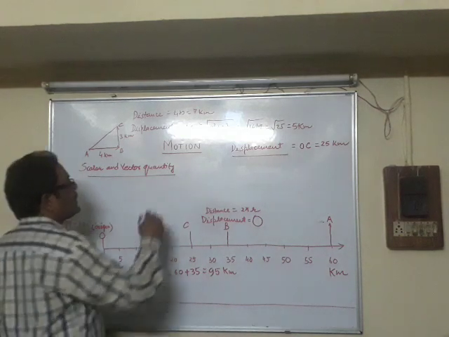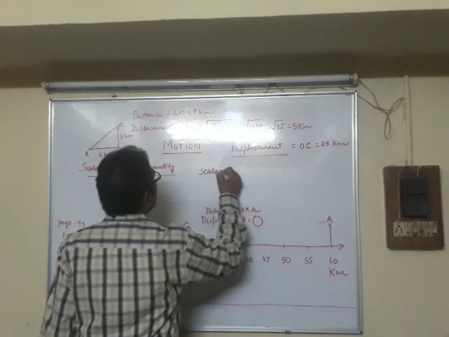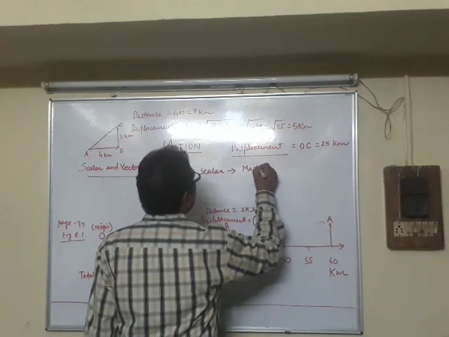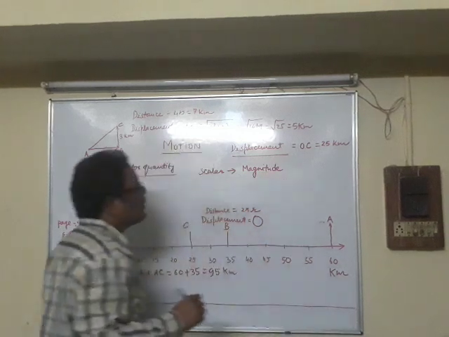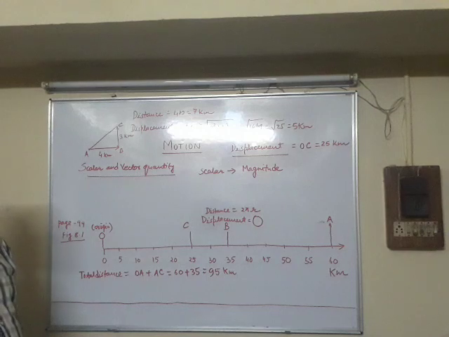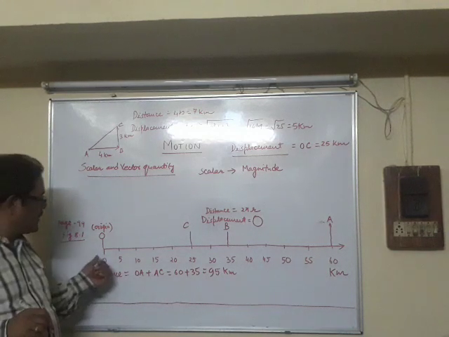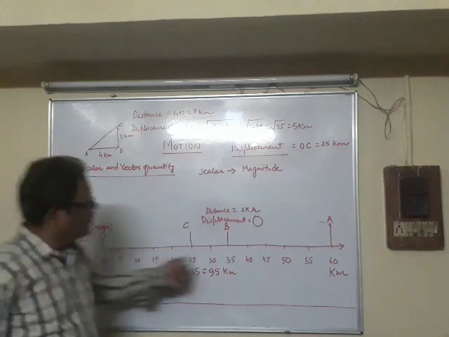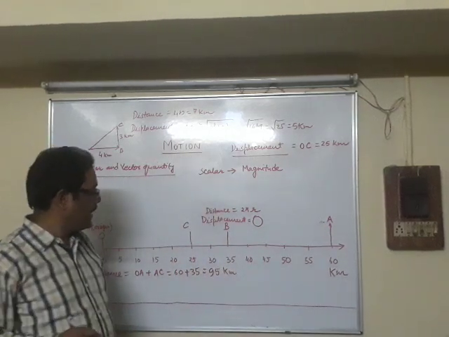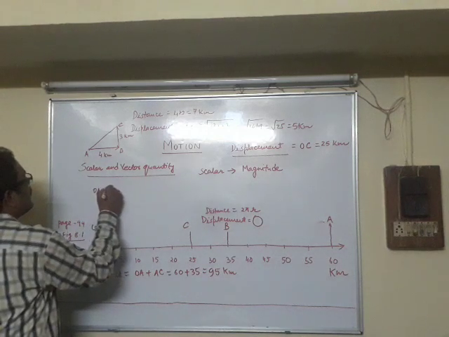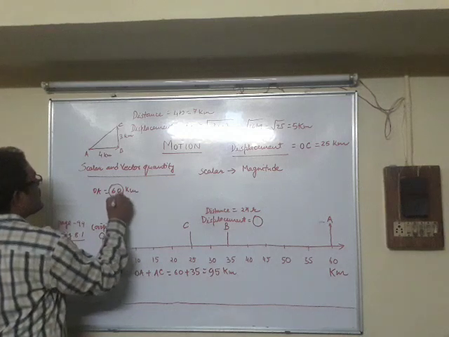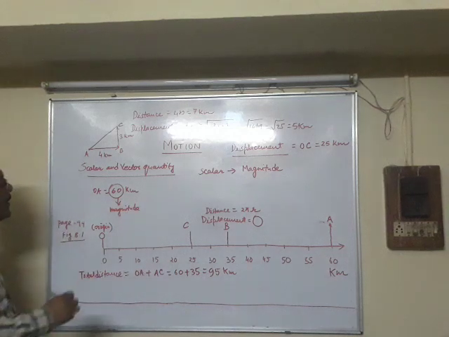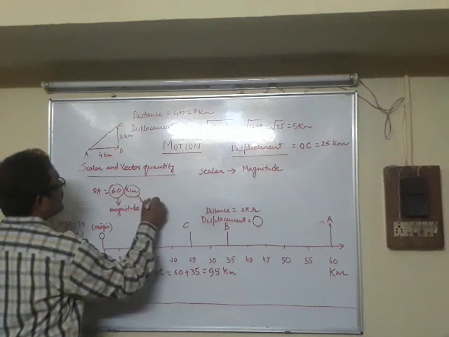So scalar quantities are those quantities which are completely described by their magnitude. What is magnitude? Suppose here the distance traveled by an object from O to A is 60 km. So if we write OA is equal to 60 km, then this 60 is the magnitude, and this kilometer is the unit.